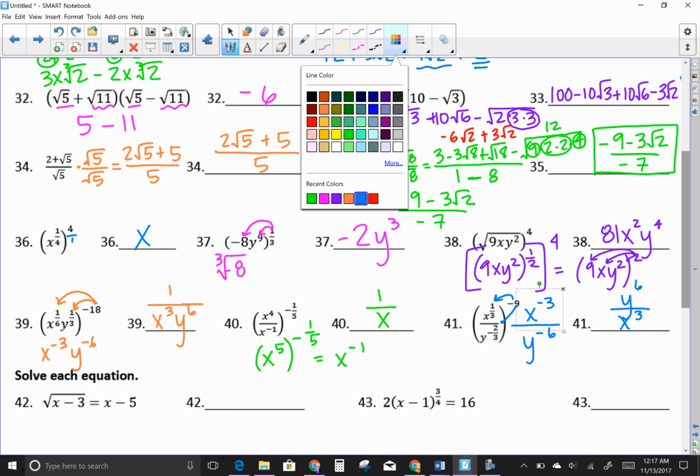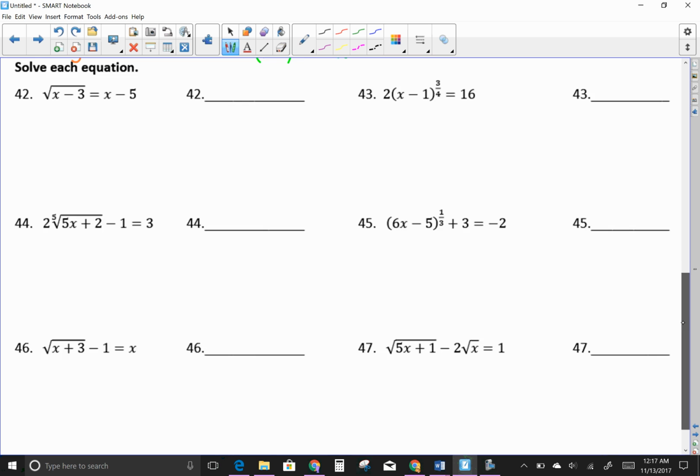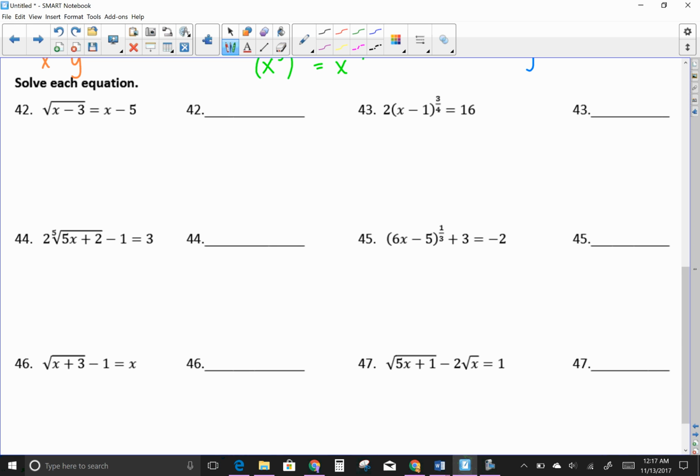Okay, we are on the home stretch because we're into equations. There are 6 equations on here. I will tell you that there are 3 of them on your test. Actually, there's 4. 3 of them are required. The 4th one is a bonus. So if you know how to do all these equations, you'll be able to do a bonus problem on the test.